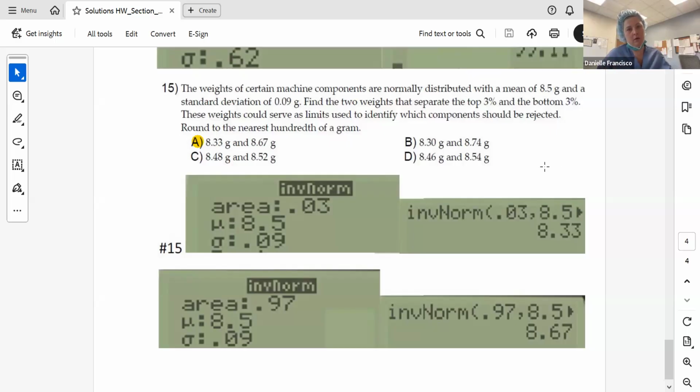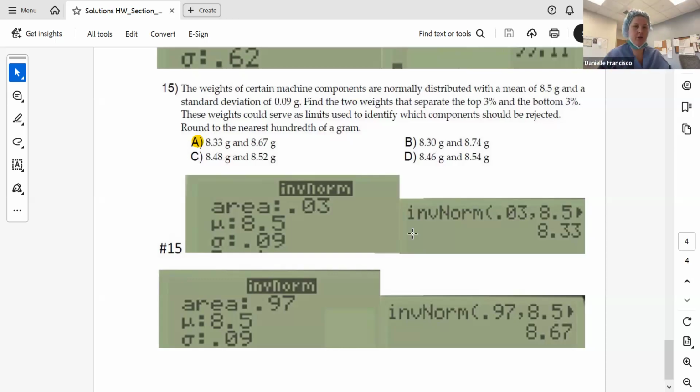Okay. Gotcha. Drawing the diagrams is so important, and remembering it's a left-handed table. So if you're looking for a value that separates two different regions, remember that the area that's associated with that value is always the area to the left. Sometimes I give it to you, and other times you need to subtract from one to put in the correct area. That's why I did both of them, just to show you how you would have found 8.67.